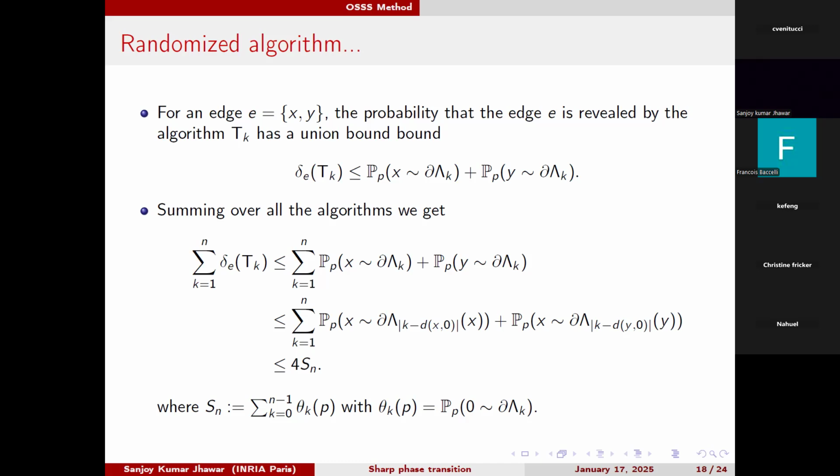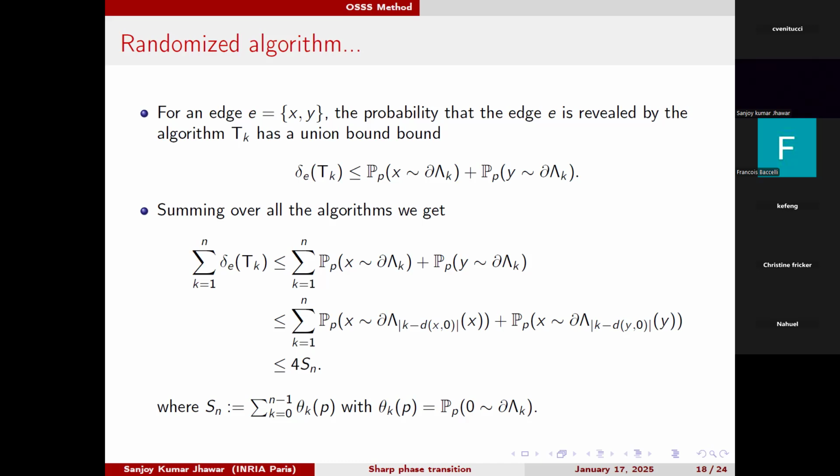Get it now. Yeah, there can be some situation where a particular edge is not revealed, but this comes with a probability, right? But a particular edge is revealed if there exists a path from the boundary to one of the endpoints of the edge. Okay, so that's why we have this upper bound.